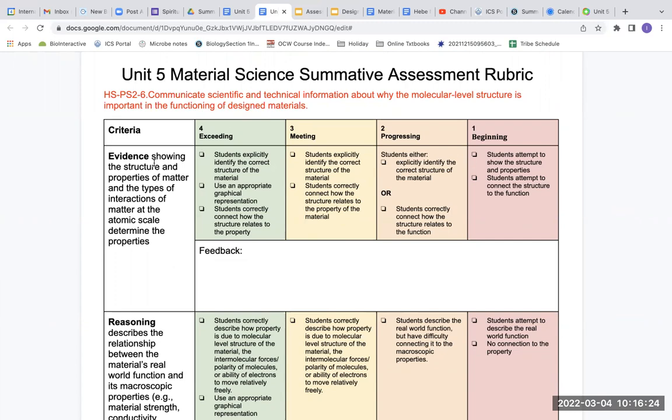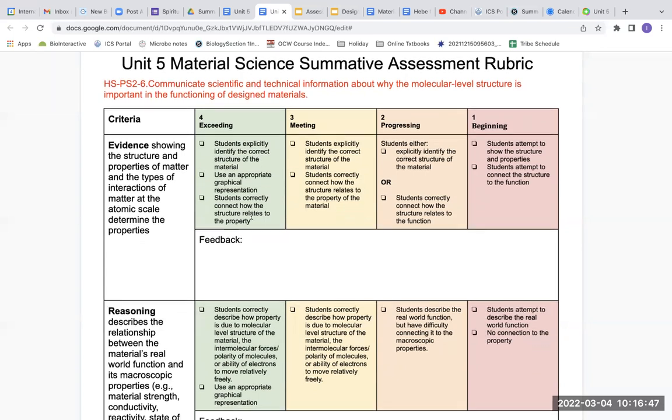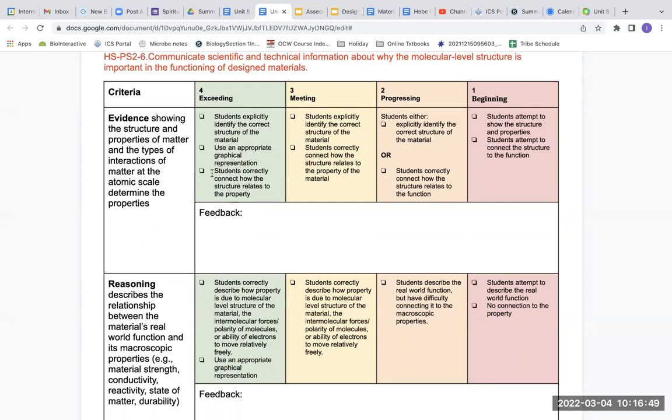For evidence showing the structure and properties of matter, we are looking for pictures and diagrams and you being able to identify the chemical structure of the material being produced. We are looking for appropriate graphs, so you can look it up on the internet. We don't mind if you Google search for a chemical structure diagram, you can use that. And you should be able to link between the chemical structure and the physical property.